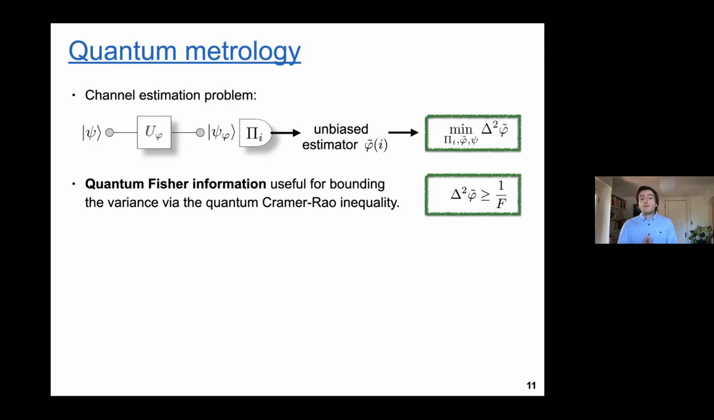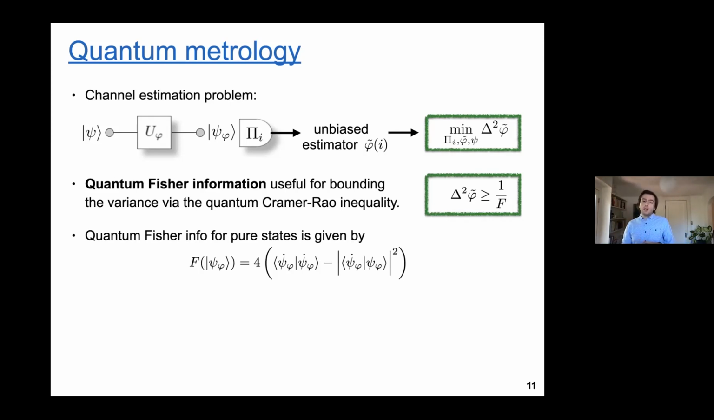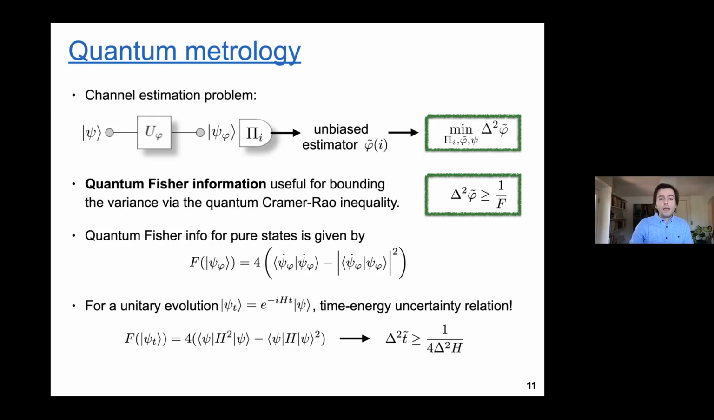So here's where quantum Fisher information becomes very handy, because it allows us to bound the variance via the quantum Cramér-Rao inequality. Basically the variance is lower bounded by the reciprocal of the quantum Fisher information. And quantum Fisher information can be computed for pure states quite easily. In this expression, psi sub phi dot denotes the derivative with respect to the parameter phi. And in the special case when we consider unitary evolution, we can recover the time-energy uncertainty relation.